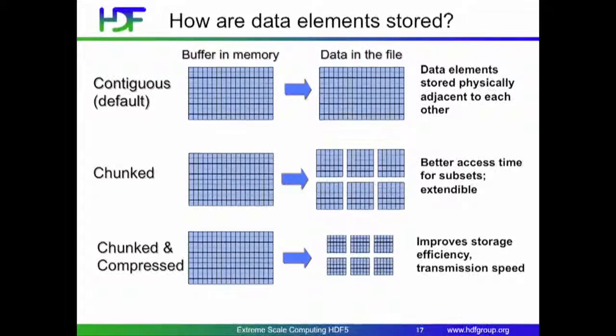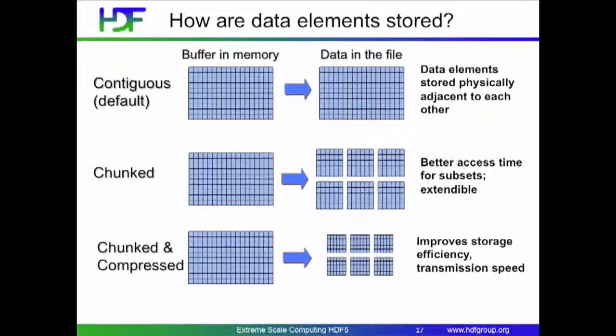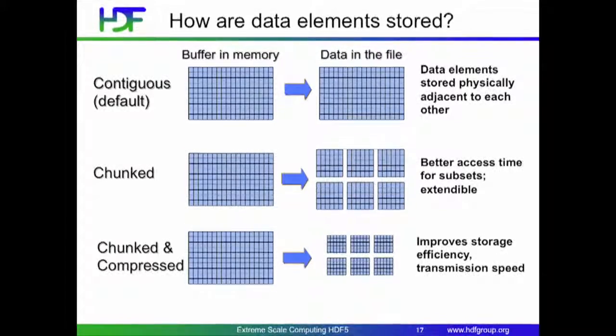Chunking really helps with access time. So if your data model mimics this kind of chunked data, it's good to have chunking in your data set. And that's also a way to extend the data set. So if you know that you want to extend the time dimension, you want to keep extending it, you need to chunk the data set. And you can also have compression with the data set. Compression helps, of course, with the storage size and improves the efficiency.